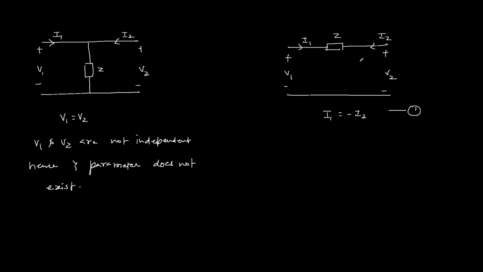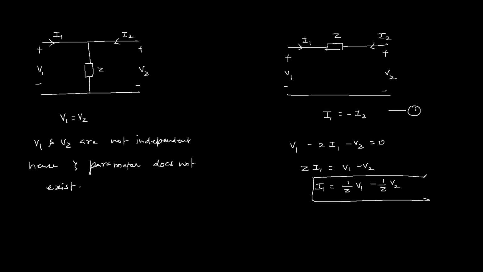Okay. Now let's apply the KVL. Rise in voltage V1, then drop across Z, which is ZI1, and then drop V2. So ZI1 is basically V1 minus V2, or I1 is 1 over Z V1 minus 1 over Z V2. This is the first equation.